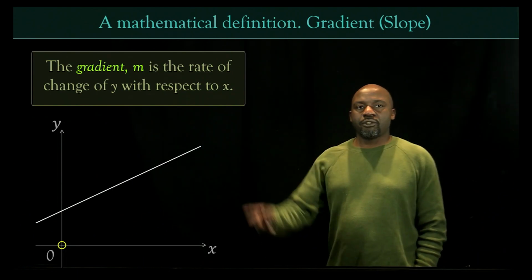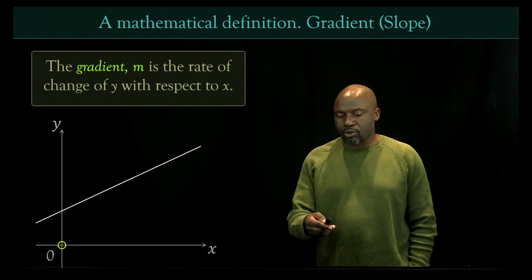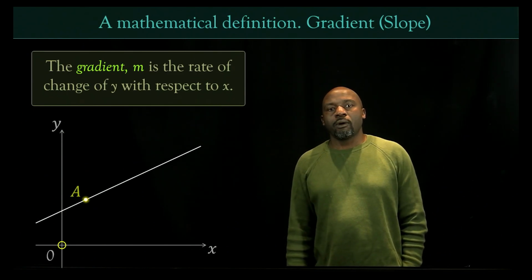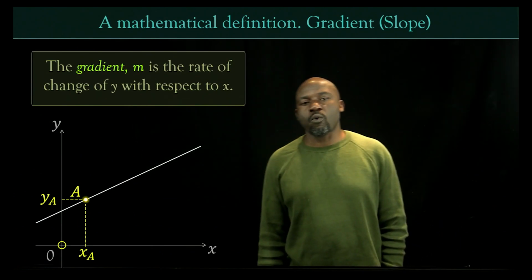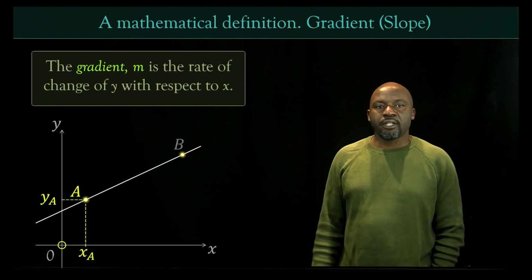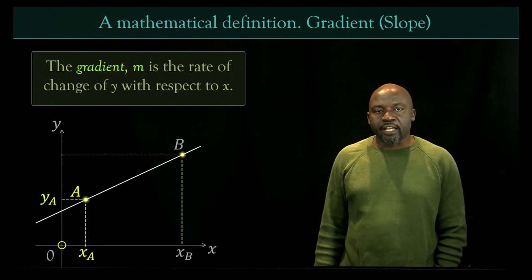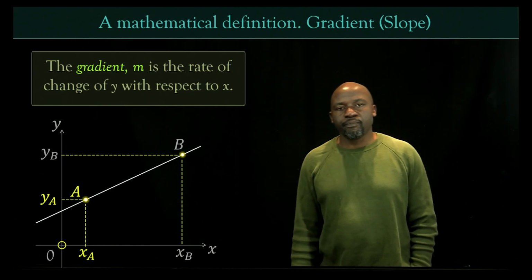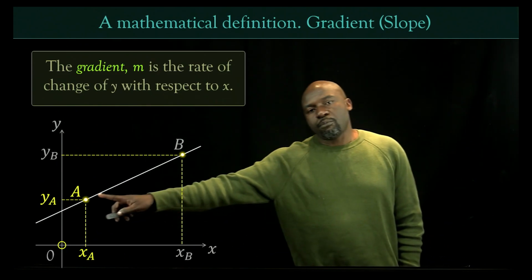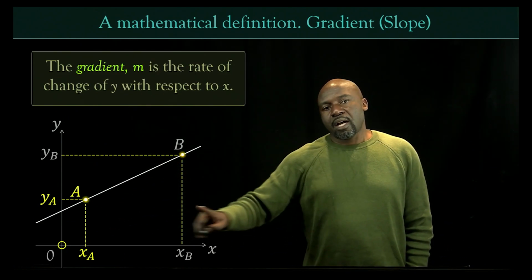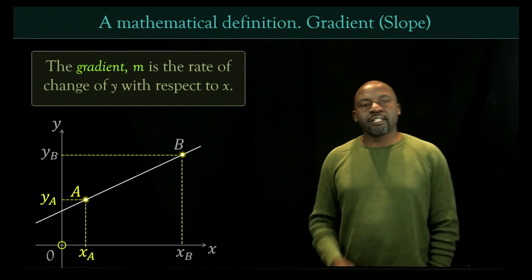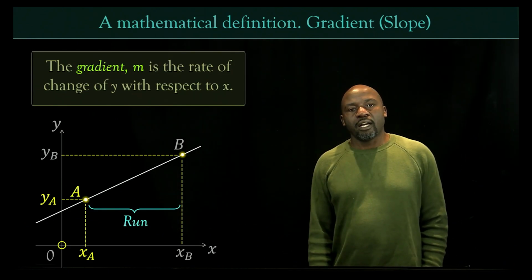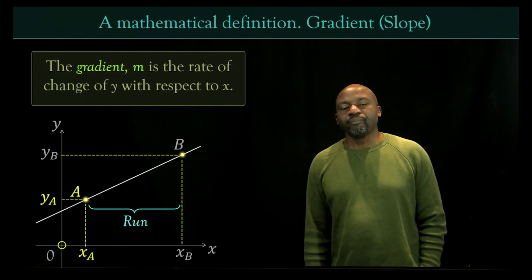All we need to do then to define this is to take 2 points on a straight line, okay? We'll call that point A with coordinates xA and yA. And let's have another point there, B, with coordinates xB and yB. All right. In moving from point A to point B, I move a certain distance in the x direction, and that is normally referred to as the run.